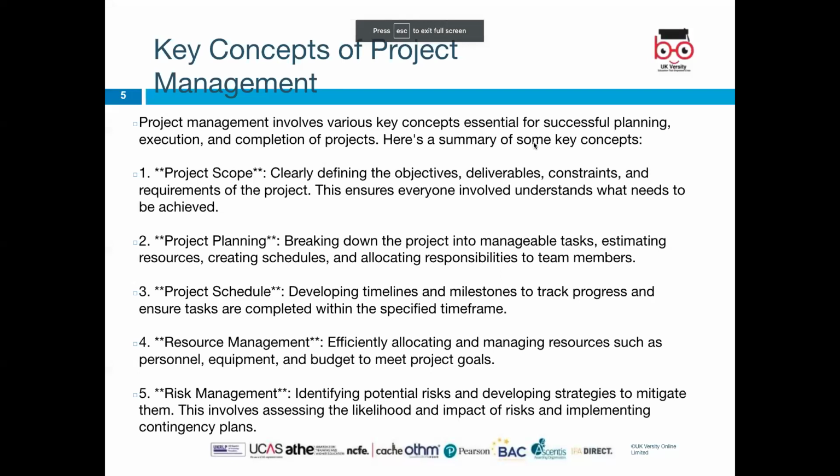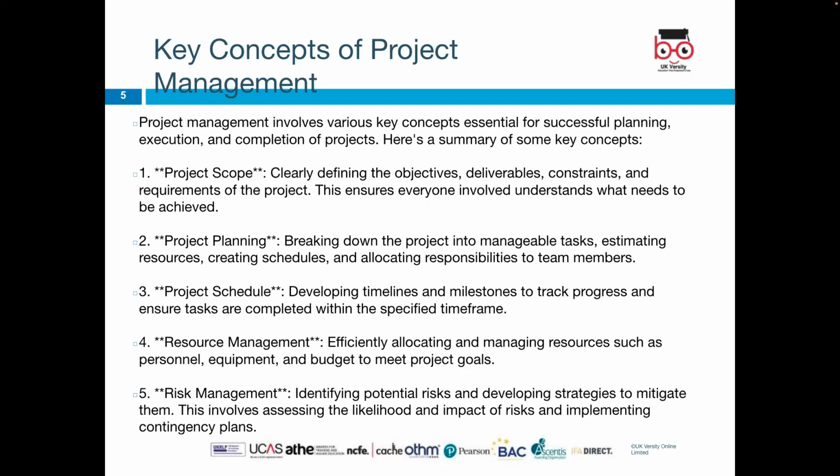So the first one, which is project scope, is clearly defining the objectives, deliverables, constraints, and requirements of the project. This ensures everyone involved understands what needs to be achieved. So you have to look at this as when someone gives you a task to do, or when you are given a project to work on by a client or by a stakeholder. You have to have an objective, the deliverables, the constraints, and the requirements of the project. You have to outline that.